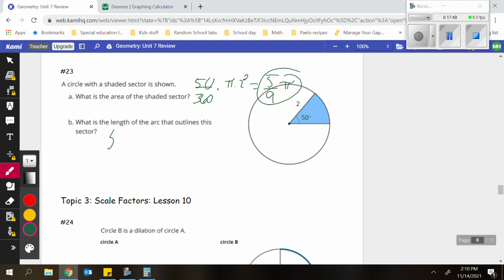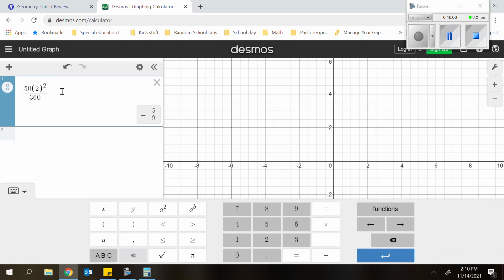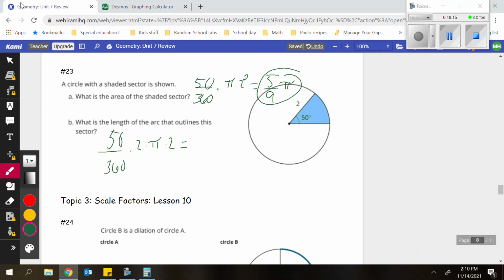What is the length of the arc? Same thing, 50 over 360 times 2 times pi times your radius of 2. Take that exponent times 2, divided by 360. You're getting 5 over 9. Again, it doesn't happen all the time, but it just happened that both of them came out the same.